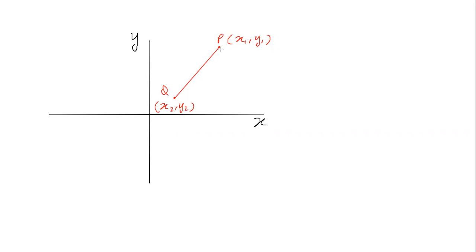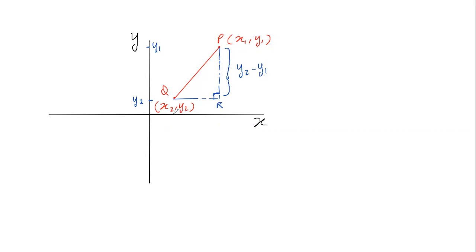If I take this PQ as the hypotenuse and construct a right triangle like this, this angle is 90 degrees. Now this point here I can clearly see is y1, and this point here is y2. Let's say this is point R. So the distance between P and R is y2 minus y1.